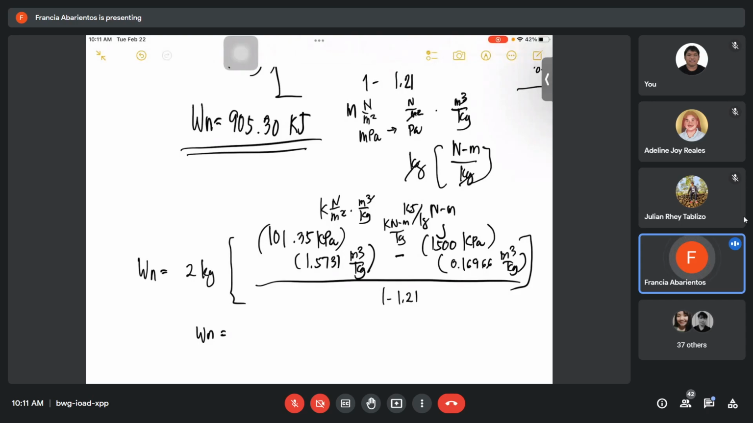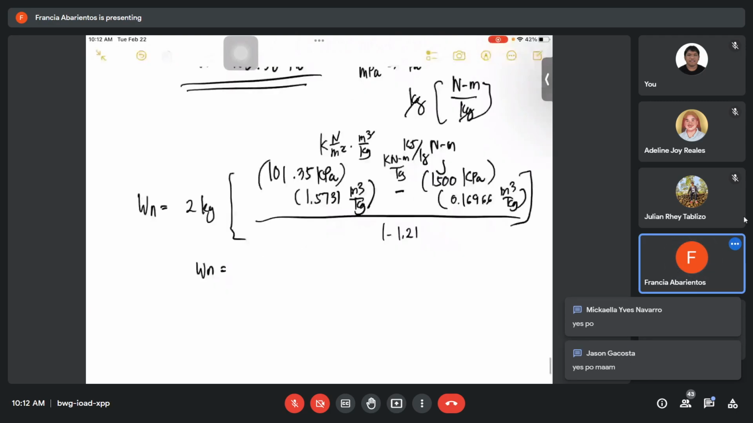Yung work non-flow natin, which is equivalent to the 905.30. Nakuha na in your calculator? Is a yes or a no? No po. Okay? So, okay, dito muna kayo mag-focus. Yung iba, yung hindi pa, sige, dito.